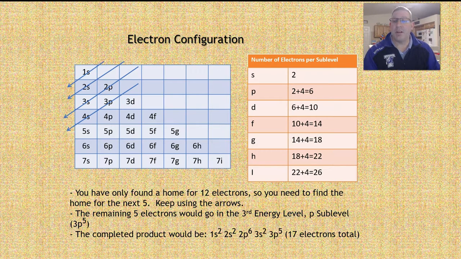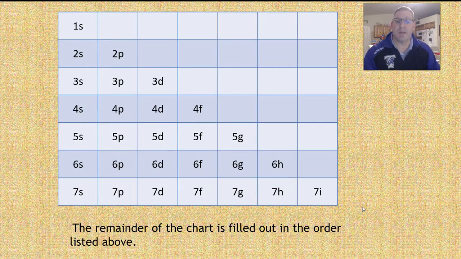If we count all of these up, we actually have 17 electrons. We have 2 plus 2 is 4, plus 6 is 10, plus 2 is 12, plus 5 is 17, to give us all 17 electrons. Okay? Now go ahead and pause this video once again. Make sure that you have this written down.